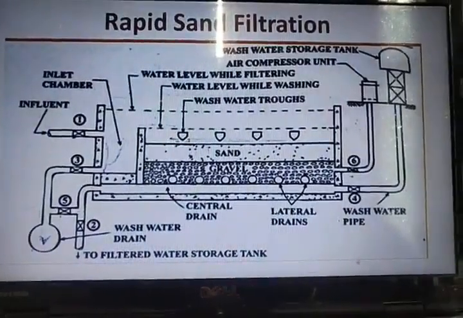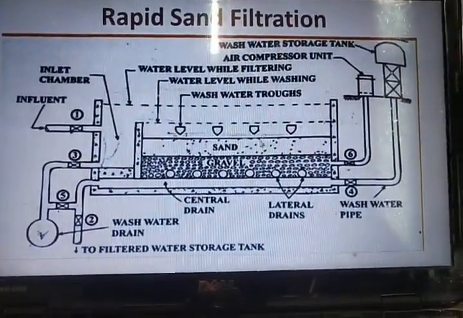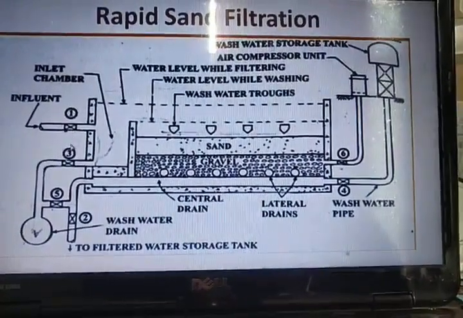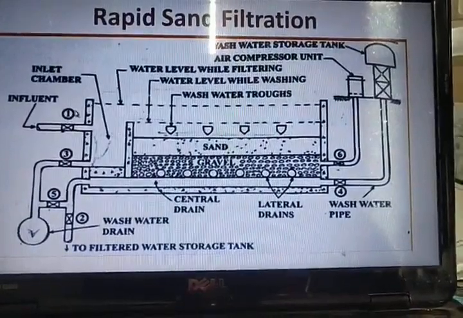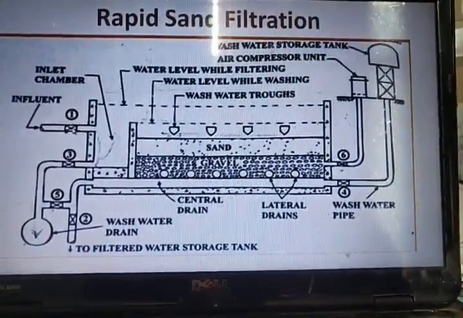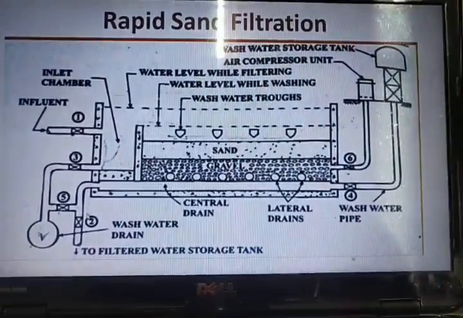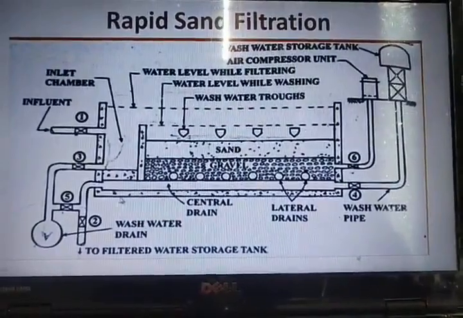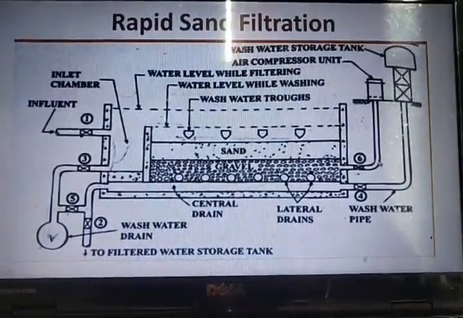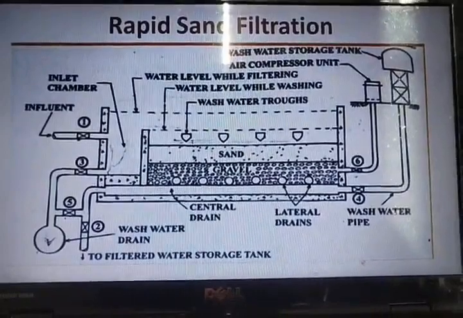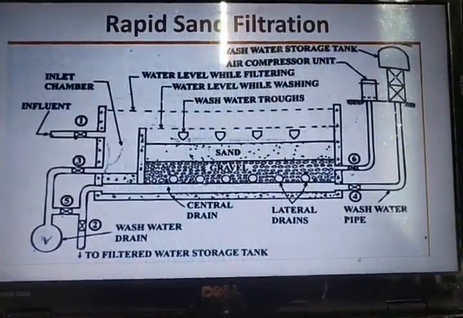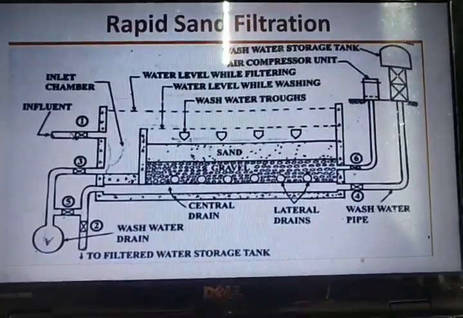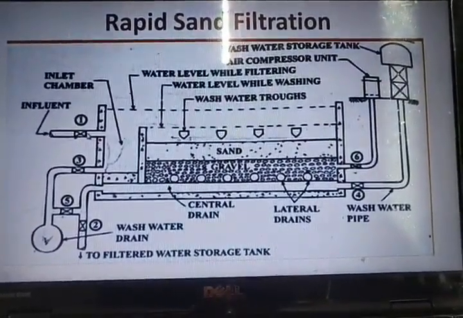See, this is the cross section of a rapid sand filter. Here you can see the location of the valves, and they are numbered here. This is valve V1, this is valve V2, this is valve V3, this is valve V4, this is valve V5, and this is valve V6. We will see the functions of each valve during the cleaning, the backwashing of the filter.